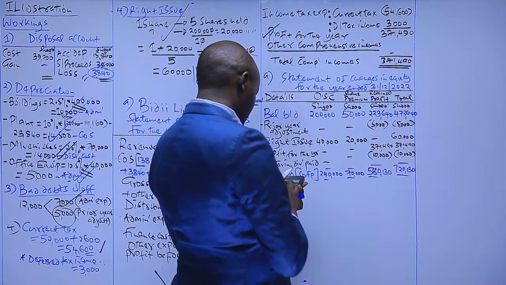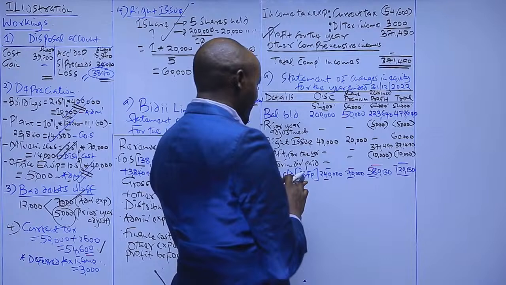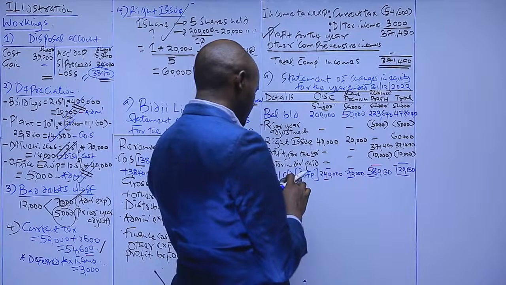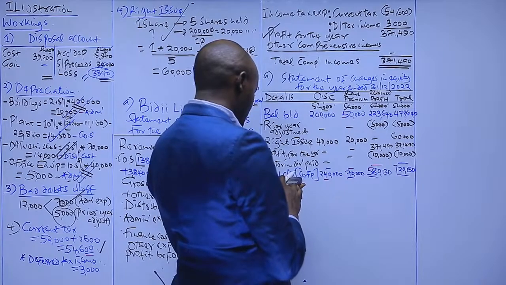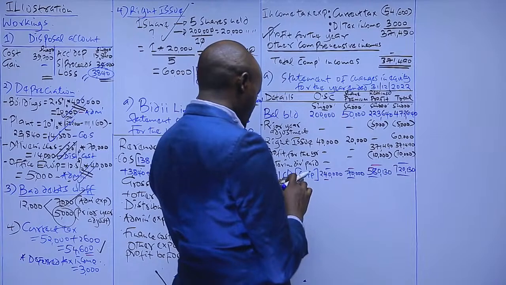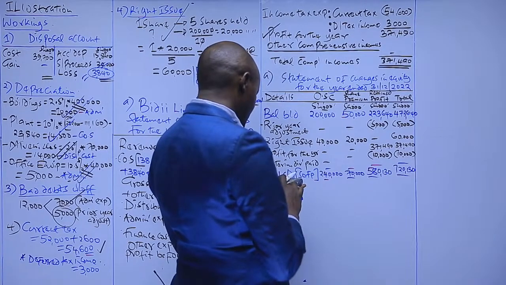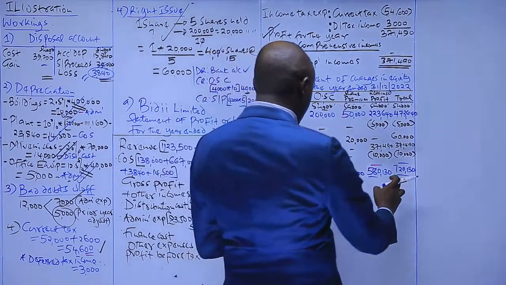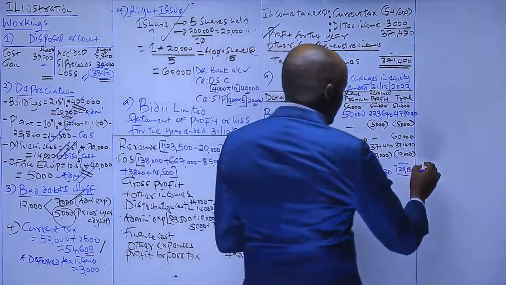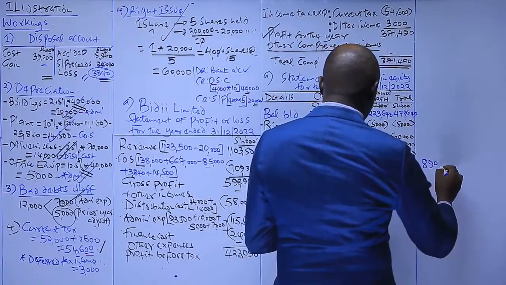473,640, minus 5,000, plus 60,000, plus 371,490, minus 10,000. Is that what you're going to get here? No. So I'm getting a figure here of 890,130.